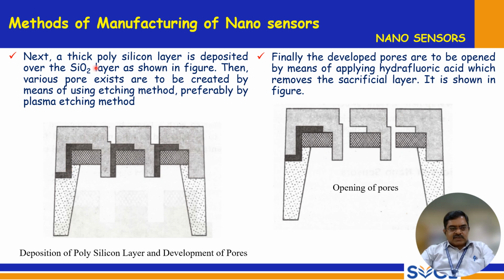Next, a thick polysilicon layer is deposited over the SiO2 layer as shown in this figure. Then the various pores are to be created by means of an etching method, preferably plasma etching. Finally, the developed pores are to be opened by applying hydrofluoric acid, which removes the sacrificial layer. It is shown in the figure. The sacrificial layer can be removed at any point of time in the process. So the deposition of the polysilicon layer and development of pores are shown in these two diagrams.